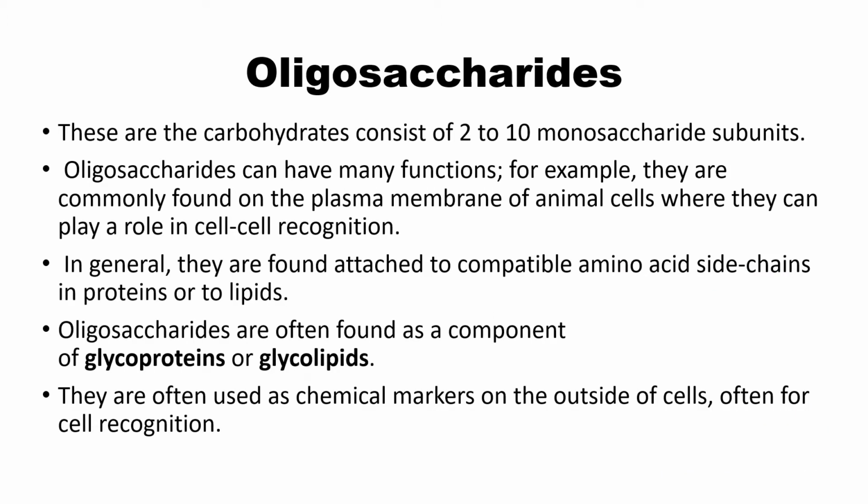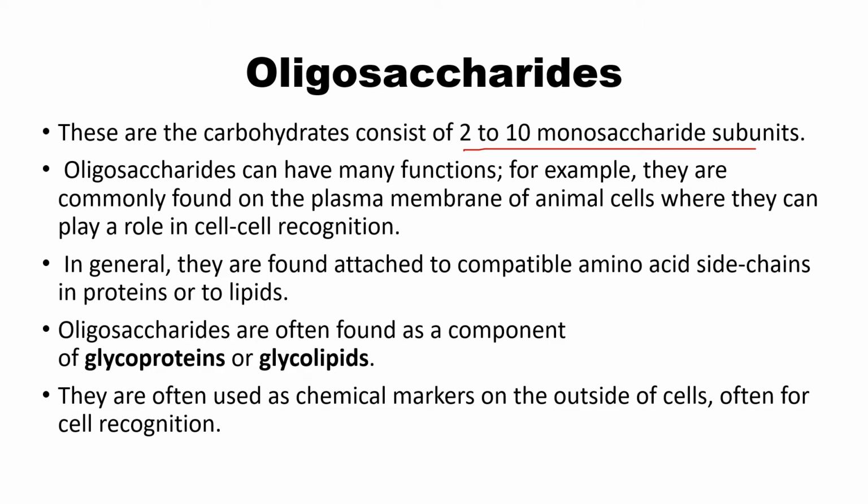Oligosaccharides. These are carbohydrates that consist of 2 to 10 monosaccharide subunits. Oligosaccharides can have many functions. For example, they are commonly found on the plasma membrane of animal cells, where they can play a role in cell-to-cell recognition.